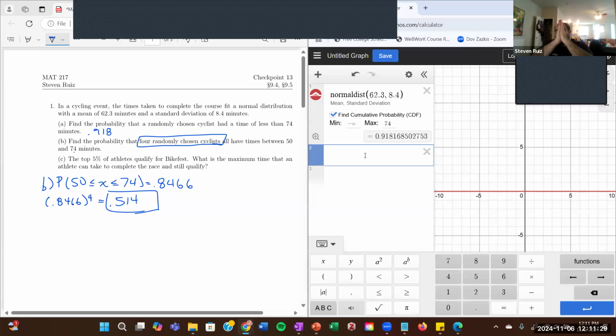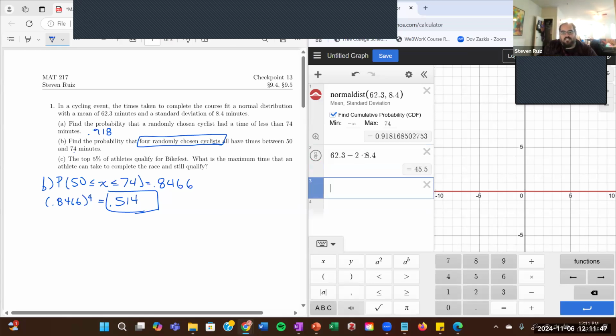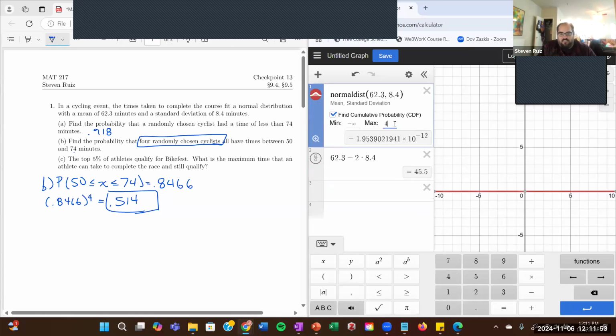So starting at the mean, within two standard deviations of the mean, that's about 95% of your data. So here's what I'm going to do: 62.3 minus 2 times 8.4. This is just to give me a guess. Let's try 45.5. Okay, so that's not too far off.